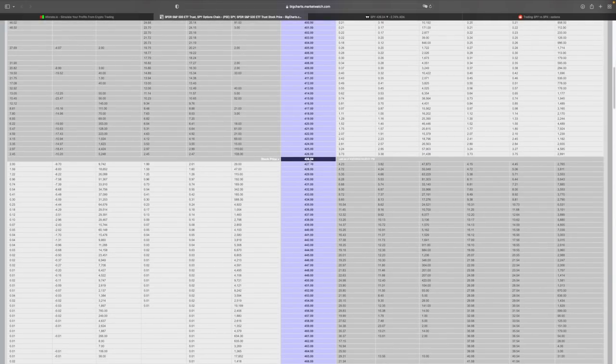The strikes are also 427, 428, 429, 426, 425. So there's a 1 point increment and decrement in strikes, which is awesome, because not a lot of stocks have that.